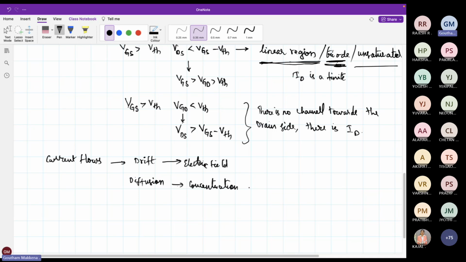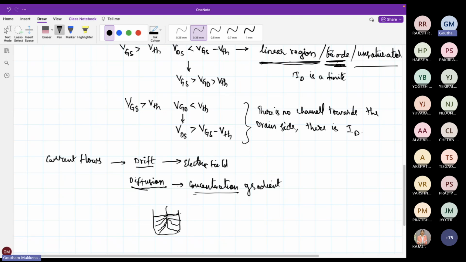If you want a simple example for diffusion, take a glass of water and introduce a small drop of ink. What happens to the ink? It diffuses. It will slowly dissolve into the water that is present. So that is nothing but diffusion. So in a semiconductor, the charges move either because of drift or diffusion. And this diffusion occurs because of the concentration gradient.